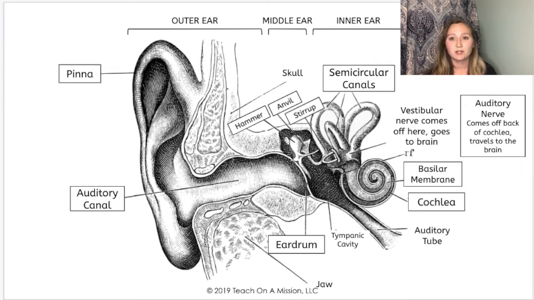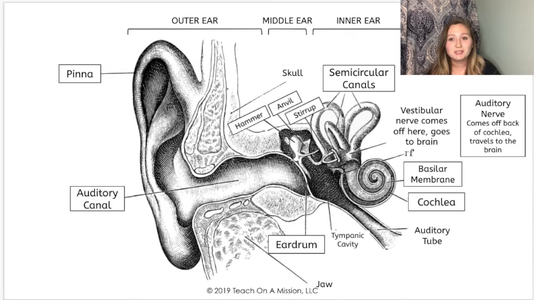Those trigger a fluid-filled organ in your inner ear called the cochlea. The cochlea not only controls the stimulation of the auditory nerve, but also your balance. If you've ever had vertigo, it's probably because your ears are clogged, and your brain is trying to achieve balance but doesn't have full use of the ear.